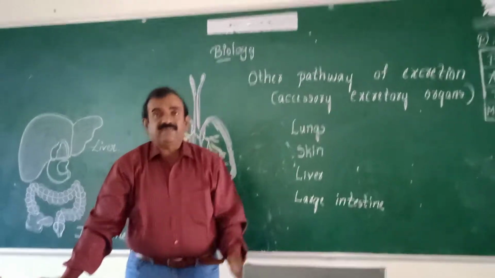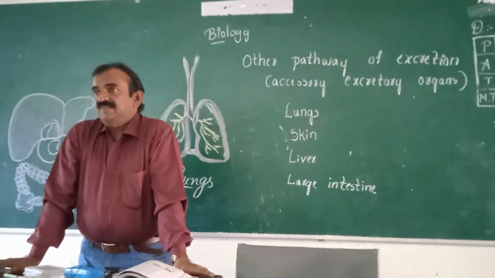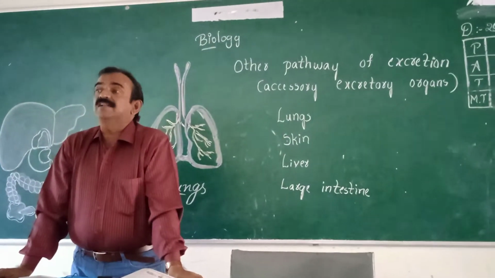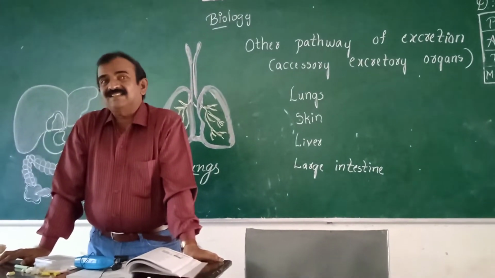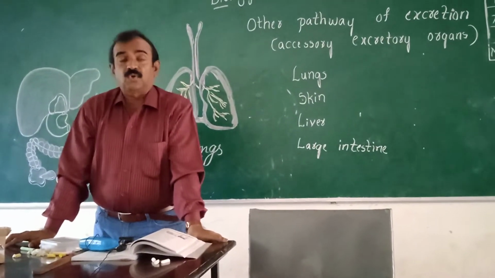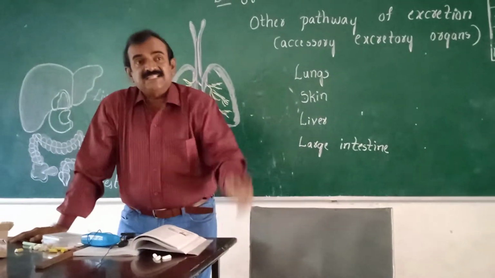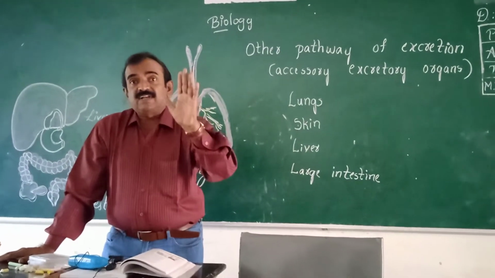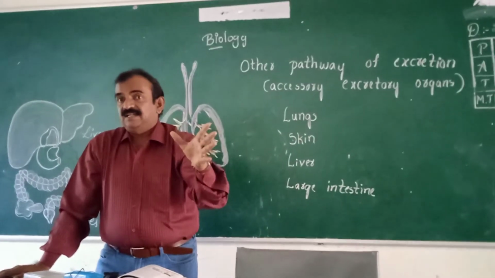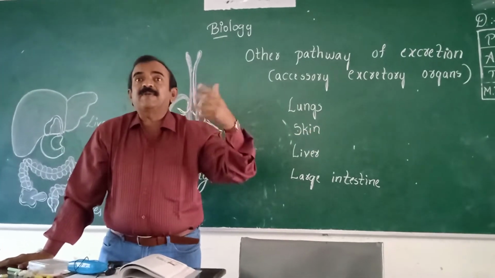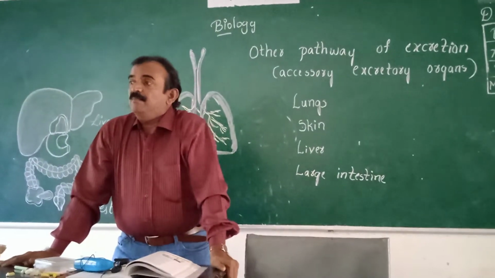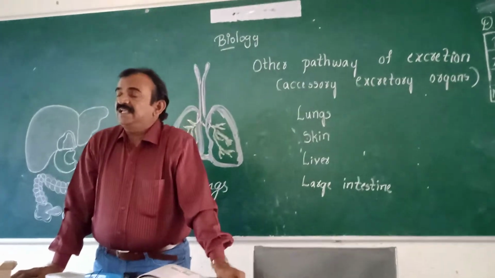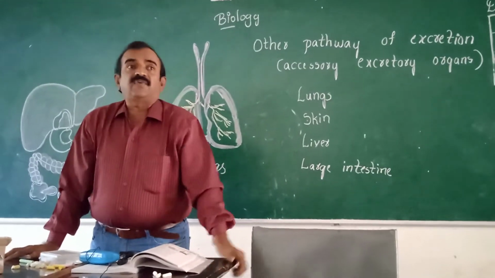Now I am telling you about the liver. The liver is the largest gland in the body. The main function of the liver is the production of bile pigments, bilirubin and urochrome. These are produced by the destruction of old RBCs. The lifespan of an RBC is 120 days. After 120 days, RBCs are destroyed and later bile pigments are produced.